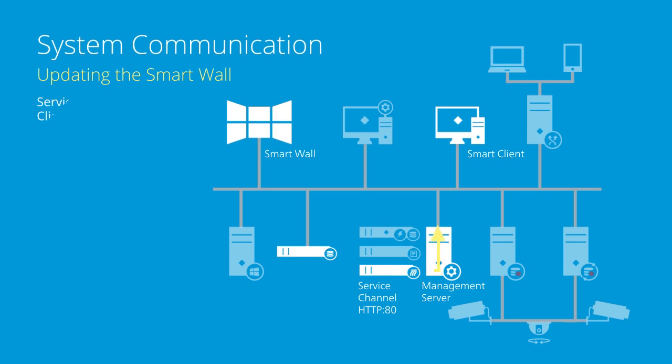The service channel sends a notification to the Smart Client running the Smart Wall on port 80 using HTTP for Windows and Active Directory users, and on port 443 using HTTPS for basic users. The Smart Client running the Smart Wall retrieves and applies the new layout for display on the video wall.